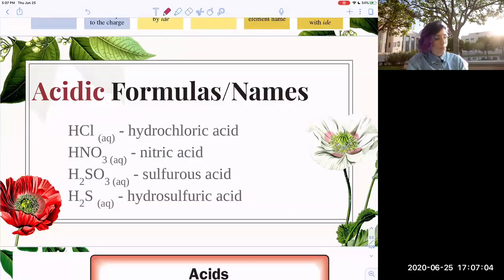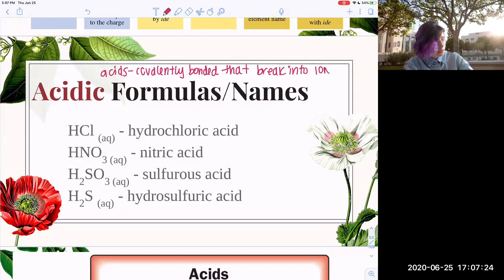Alright, so we're going to talk about acids. Acids are weird, y'all, because they are covalently bonded. They're covalent compounds that break into ions when they're in water. So they're kind of not really covalent and not really ionic. They're kind of a hybrid. They're kind of both. So they get their own weird, special naming system.